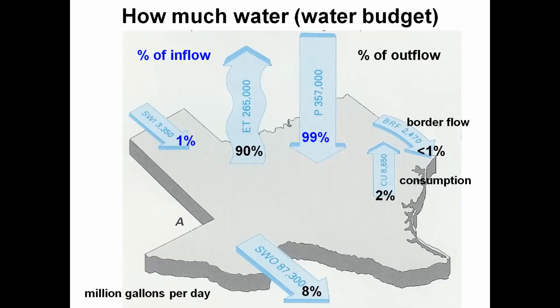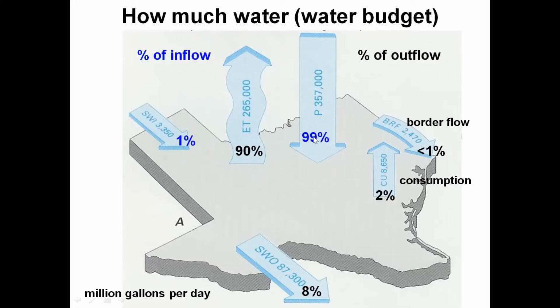First of all, where does our water come from in Texas? We can do what we call a water budget. People know what a bank budget is. You put money into the bank, you take money out of the bank, you have money stored in the bank. Well, in Texas, 99% of the water that enters this state comes from precipitation that falls on the state. Only 1% comes from other states. So we're very dependent on precipitation.